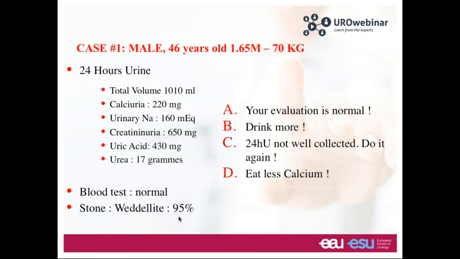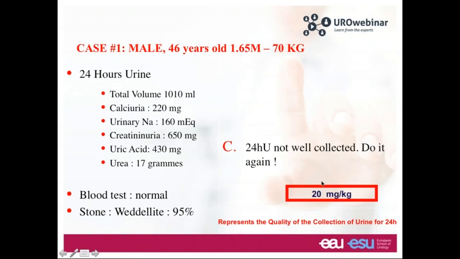The 24-hour urine was not well collected because you have to produce 20 milligrams per kilogram. It's very, very important. The total volume is very low. So you have to be very careful reading the results of the 24-hour urine collection.